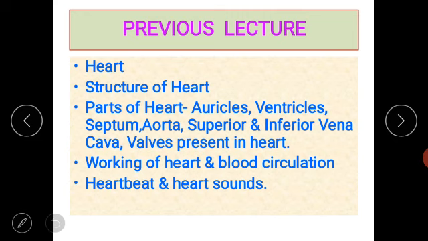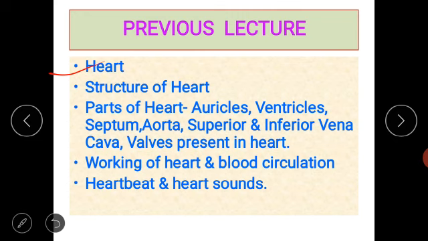Let us have a short recap of the previous lecture, what we have studied in the previous lecture of this topic. So the first point is heart. Generally, what is the function of heart and what is the importance of heart? What is the role played by the heart that we have understood in the introductory part of this point?